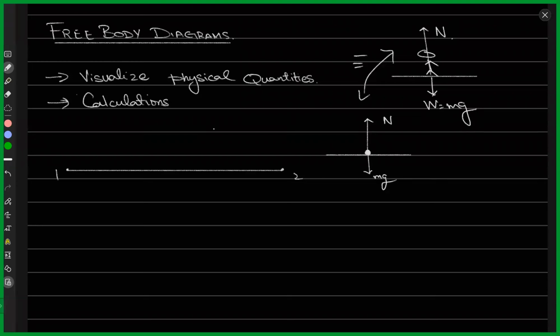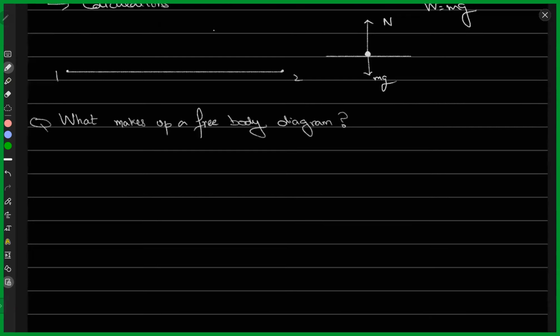So what are some of the important things that make up a free body diagram? That's a question we'll be asking now. What makes up a free body diagram? Does anyone have anything in mind? What would make up a free body diagram? What are some of the very essential things that we would need to draw a free body diagram? What information will be required?